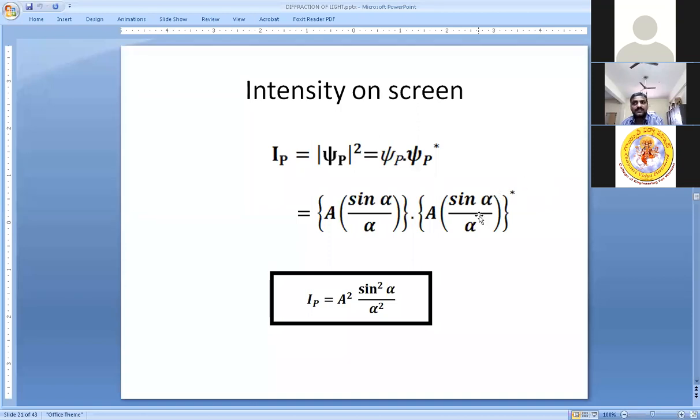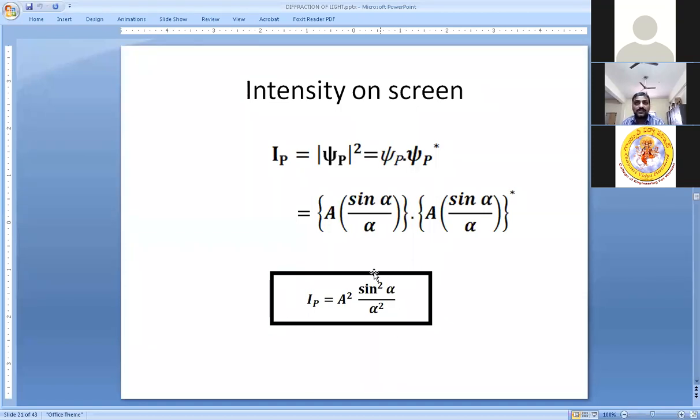But for double slit and n slit cases, this expression is not so simple. Your psi p is going to have complex terms, with the complex number i. If you just square them, you will end up with negative intensity, which is a meaningless quantity. So in order to have a real positive intensity, you must take the complex conjugate and multiply with the original. You take a sin alpha by alpha, take its complex conjugate, which is also a sin alpha by alpha. When you multiply both, you get the intensity as a square sine square alpha by alpha square. So this is the resultant intensity on the screen.